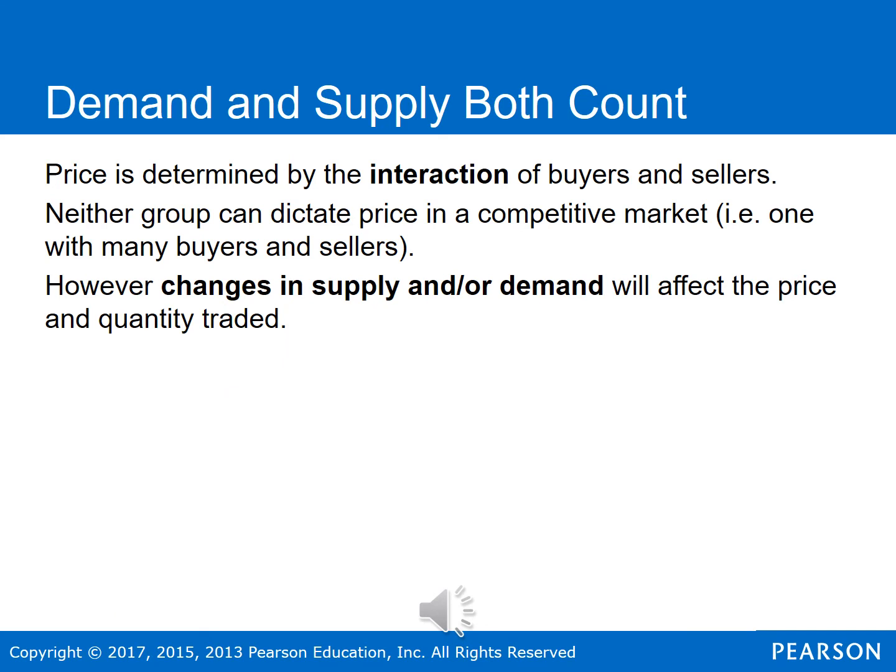It's important to remember that both supply and demand count in determining the equilibrium price and quantity. Remember, the price is determined by the interaction of buyers and sellers. So in a competitive market, neither of these groups has the power to dictate prices. What's going to end up changing the price and the quantity traded is going to be changes in supply and demand. So if we're shifting either of those curves.